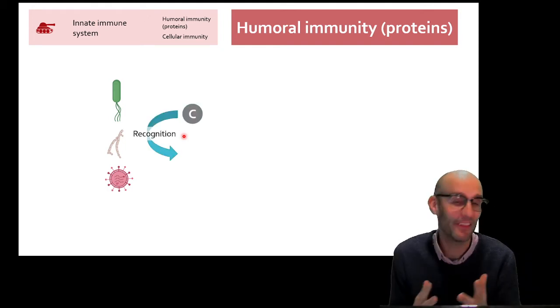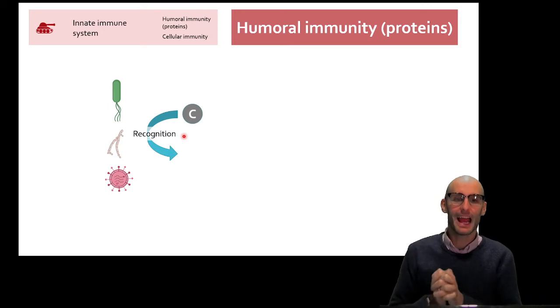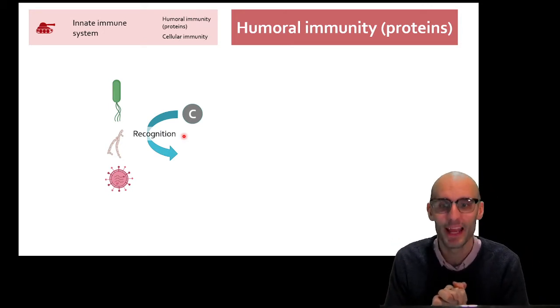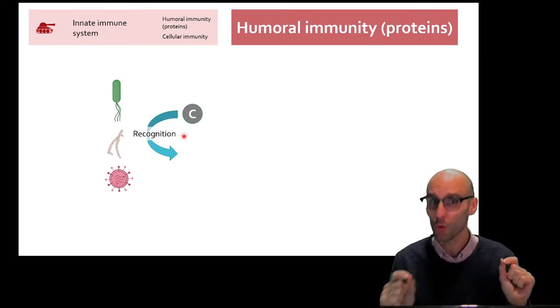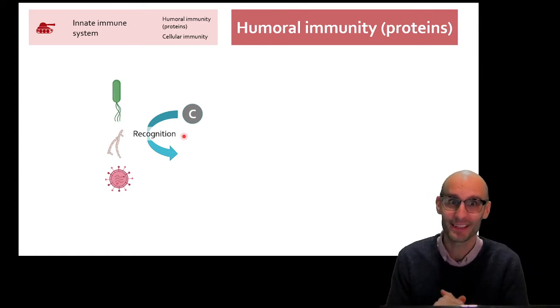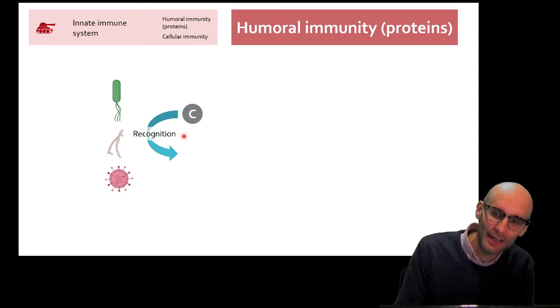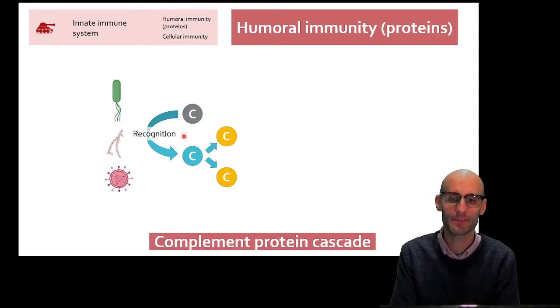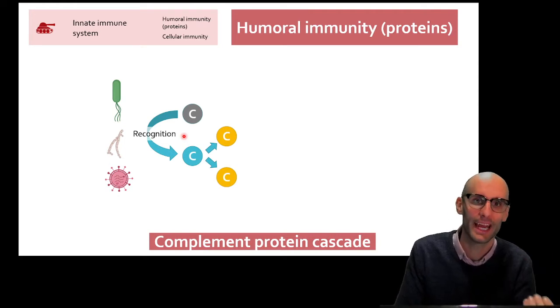Let's say there's a pathogen in your blood. There is a whole series of proteins called complement proteins in your blood. Now, these complement proteins, all by themselves, can recognize some pathogens. So they recognize the pathogens and they become activated. And once they become activated, we get what's called the complement protein cascade.